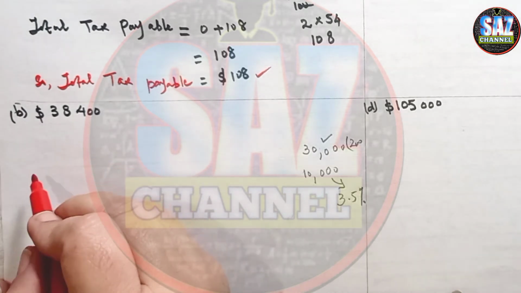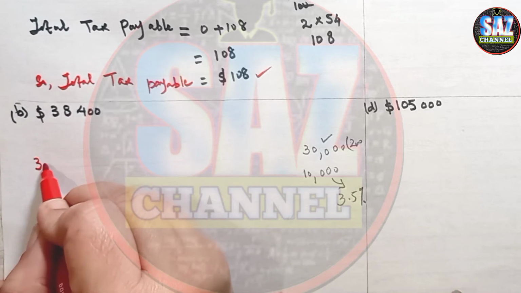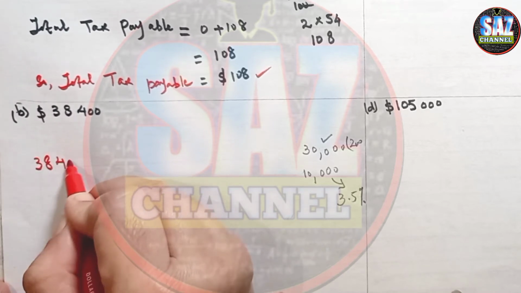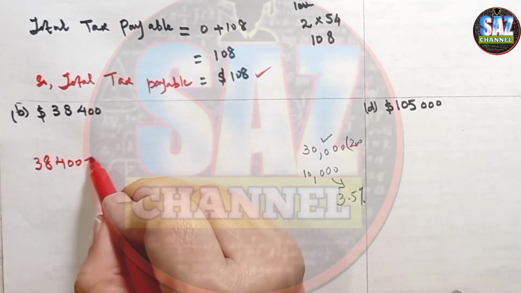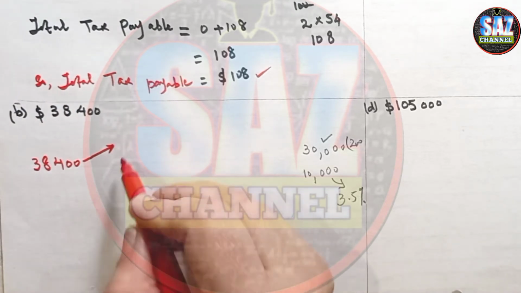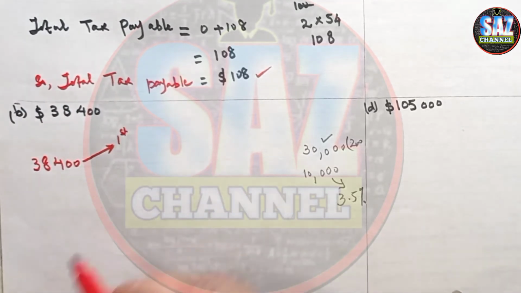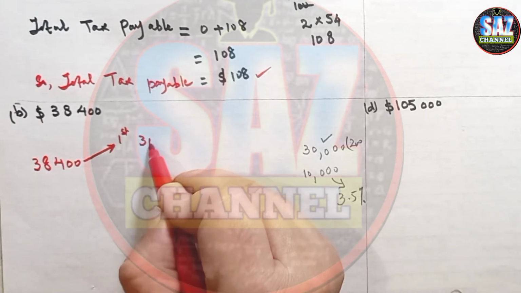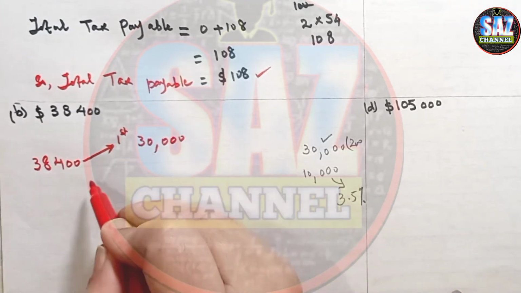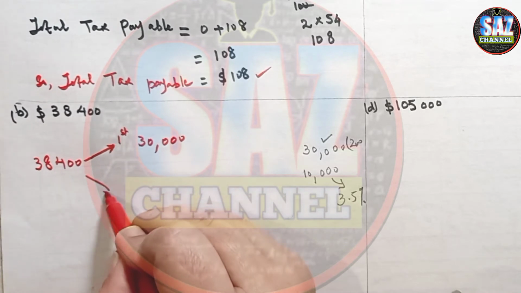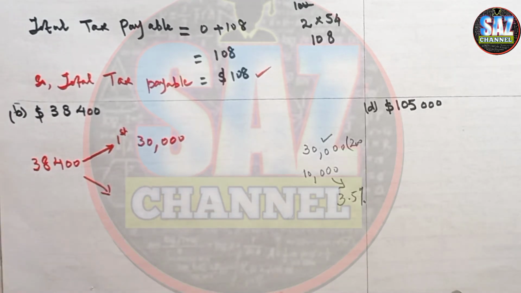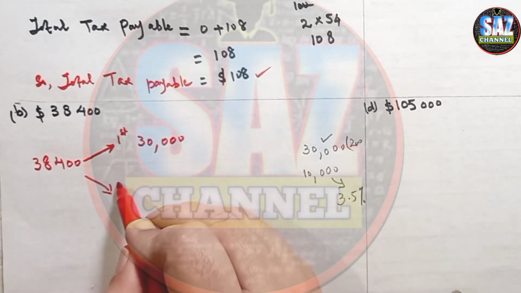So we have to write 38,400 and break this amount into two parts. First $30,000, and then taking away 30,000 from 38,400: 38,400 minus 30,000 will become 8,400. Second, 8,400.